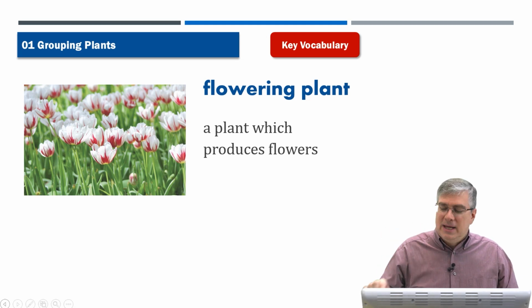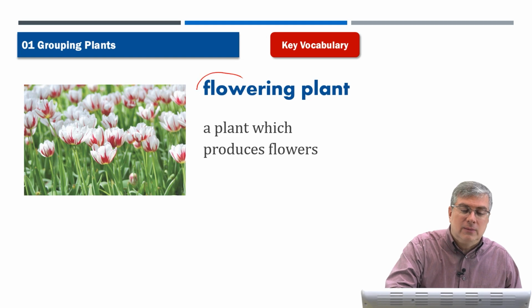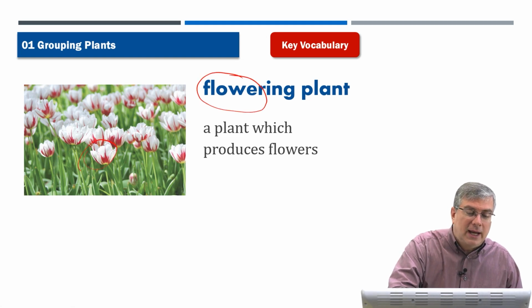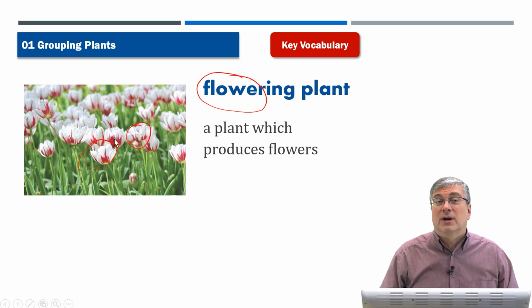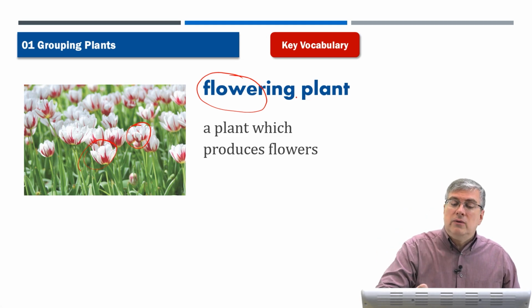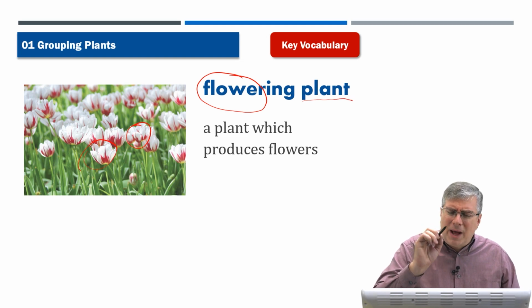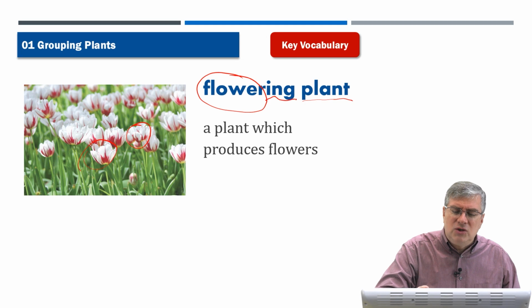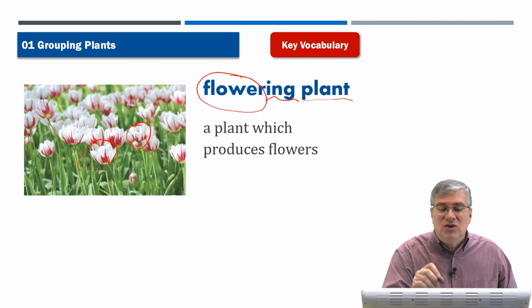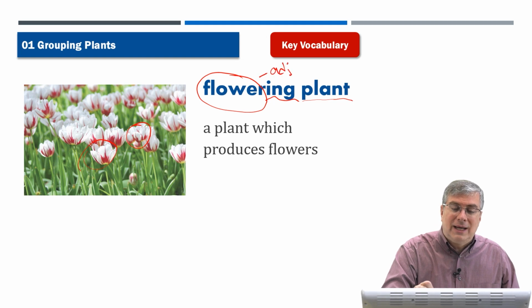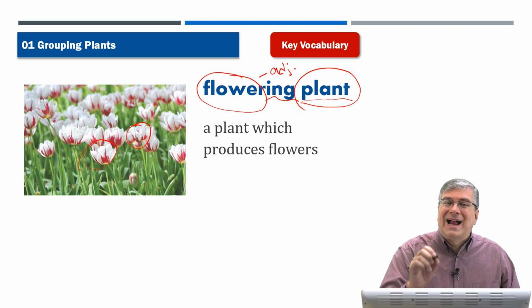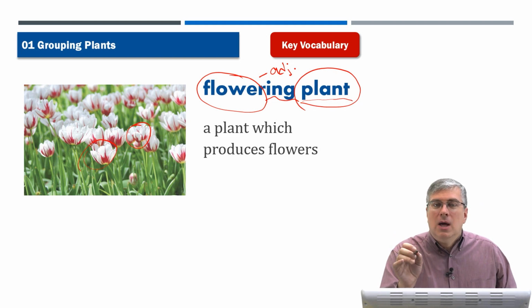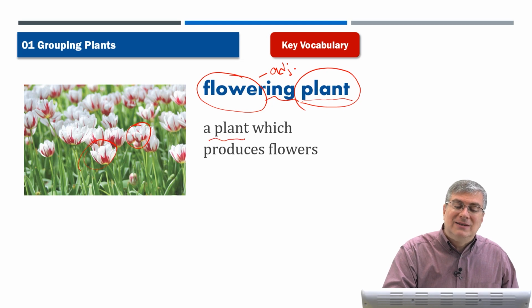flowering plant. Now, you know what a flower is, right? We have a nice picture of many flowers here, and there are many colors, many different kinds. Those are flowers. And then of course, you know what a plant is. But here we're combining the two words and we're using ing. So flowering, we're changing the flower, which is a noun, into an adjective. So this whole word is now an adjective to describe what kind of plant it is. Well, a flowering plant, what kind of plant? It's a plant which produces flowers.